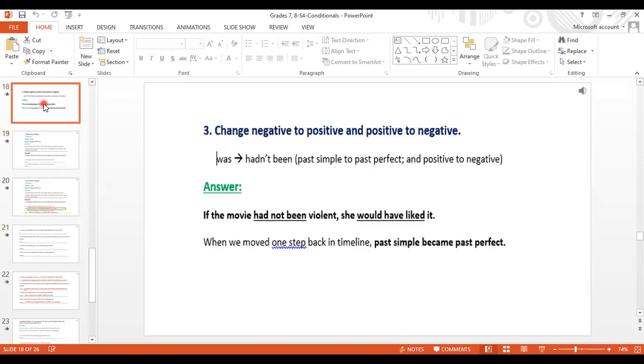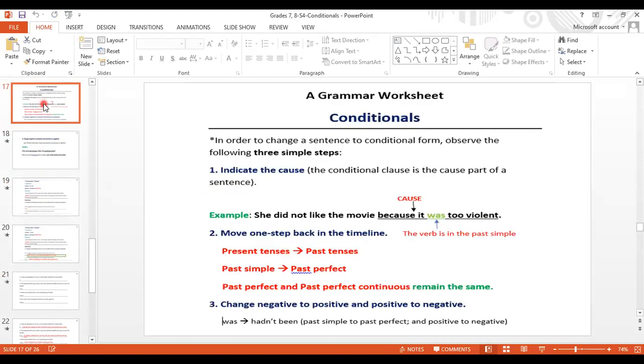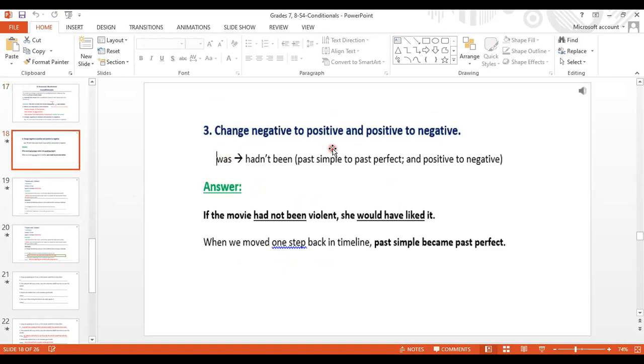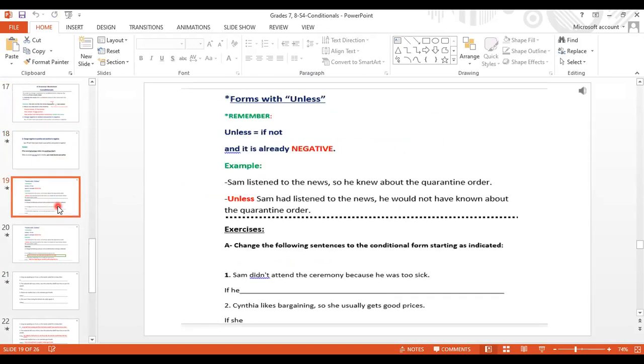All right. Now here we have, as I said, grammar worksheets. We have the rules stated again. Then we have how we change the third step from positive to negative, as we said. And here we have the forms with unless. Unless means if not, and it's already negative. So for example, Sam listened to the news, so he knew about the quarantine order. Unless Sam had listened to the news, okay? Because unless means if not, which is already negative. So here we said had listened and not hadn't listened.